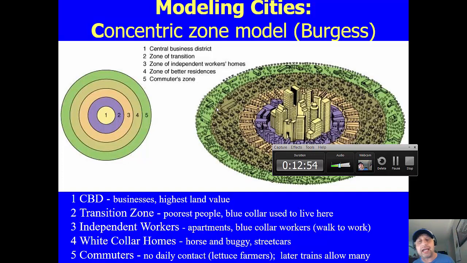It was developed by a guy named E.G. Burgess. And what Burgess said was that you would have the CBD obviously in the center of the historical traditional city. That would have the highest land values. Then, right around that CBD, he said there would be what he called a transition zone. This would be poor residential, maybe the poorest residential zones in the city.